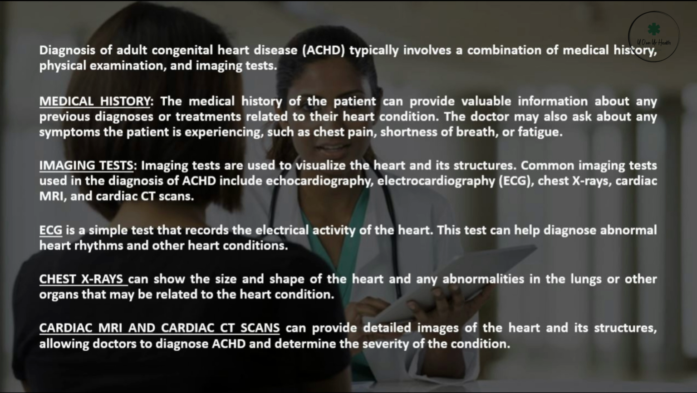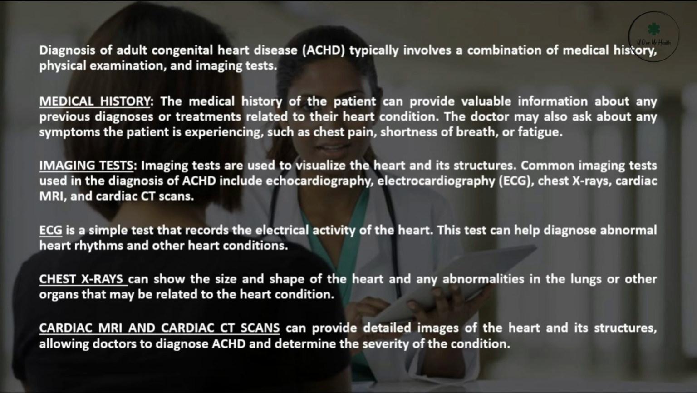Imaging tests. Imaging tests are used to visualize the heart and its structures. Common imaging tests used in the diagnosis of ACHD include echocardiography, electrocardiography (ECG), chest X-rays, cardiac MRI, and cardiac CT scans. ECG is a simple test that records the electrical activity of the heart. This test can help diagnose abnormal heart rhythms and other heart conditions. Chest X-rays can show the size and shape of the heart and any abnormalities in the lungs or other organs that may be related to the heart condition.